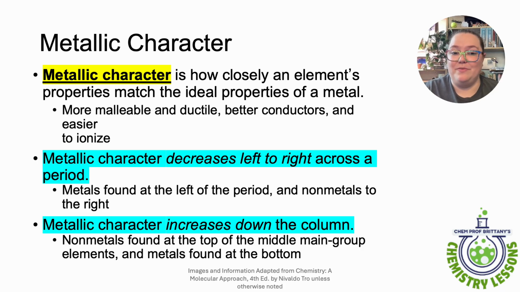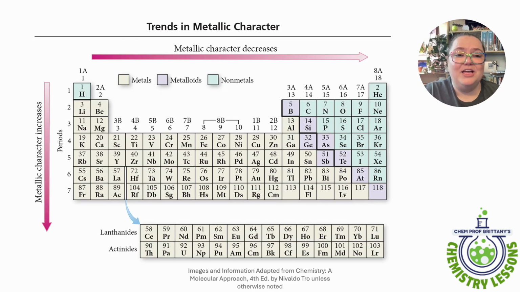Nonmetals are found at the top of the main group elements, right? Metals are found at the bottom. Hopefully we know this. We've seen periodic tables, right? So, looking at it on a periodic table, again, metallic character decreases left to right, which hopefully makes sense because our nonmetals are over here. And then metallic character increases as I go from top to bottom.